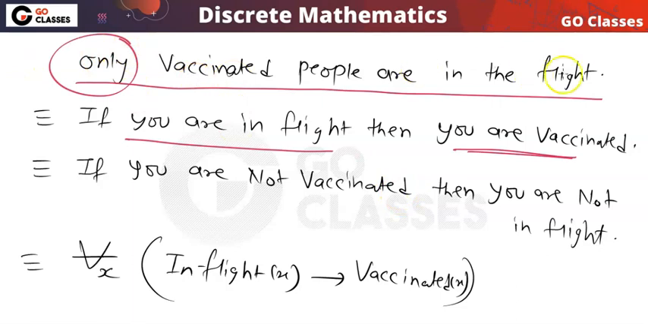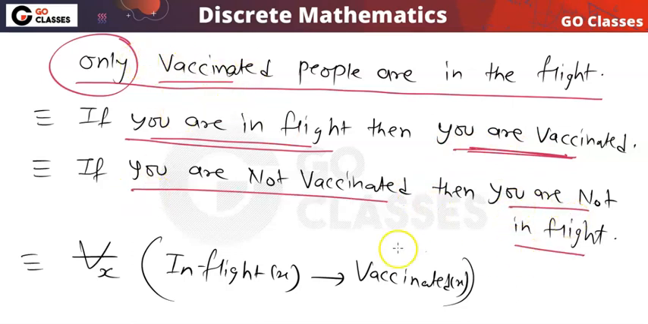Only A's are B's. It means all the B's are A's. You can understand this example, because it is saying only vaccinated people are in this flight. It means that if you are in this flight, then definitely you are vaccinated. Similarly, if you are not vaccinated, then definitely you are not in the flight. So I can say only vaccinated people are in this flight. I can say that for all X, if you are in flight, then you are vaccinated.